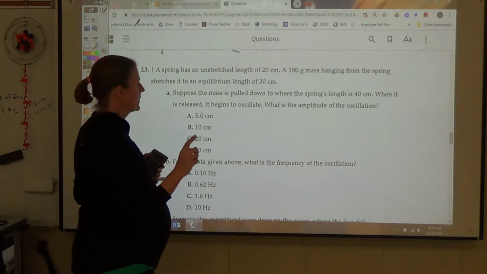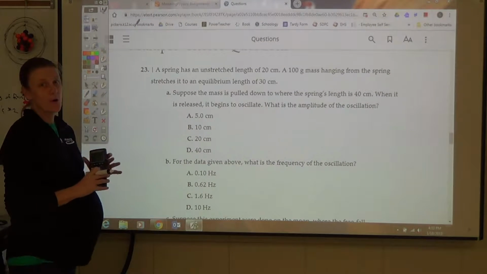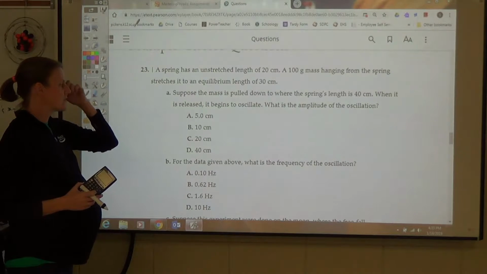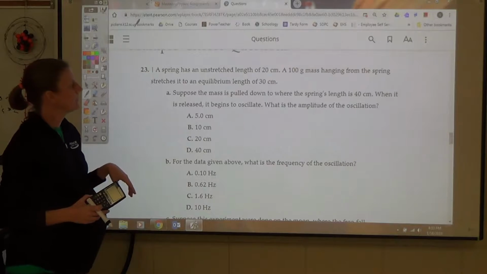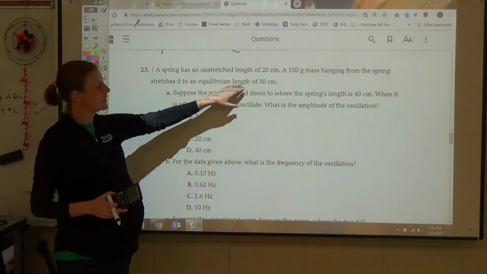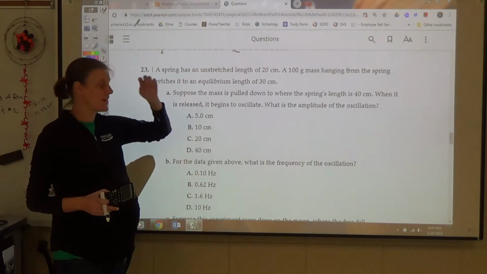Okay, 2 more problems, 23 and 25. Multiple choice again. Find an equation that helps you answer these. A spring has an unstretched length of 20 centimeters. A 100-gram mass hanging from the spring stretches it to an equilibrium length of 30 centimeters. So equilibrium, that's going to be at rest.